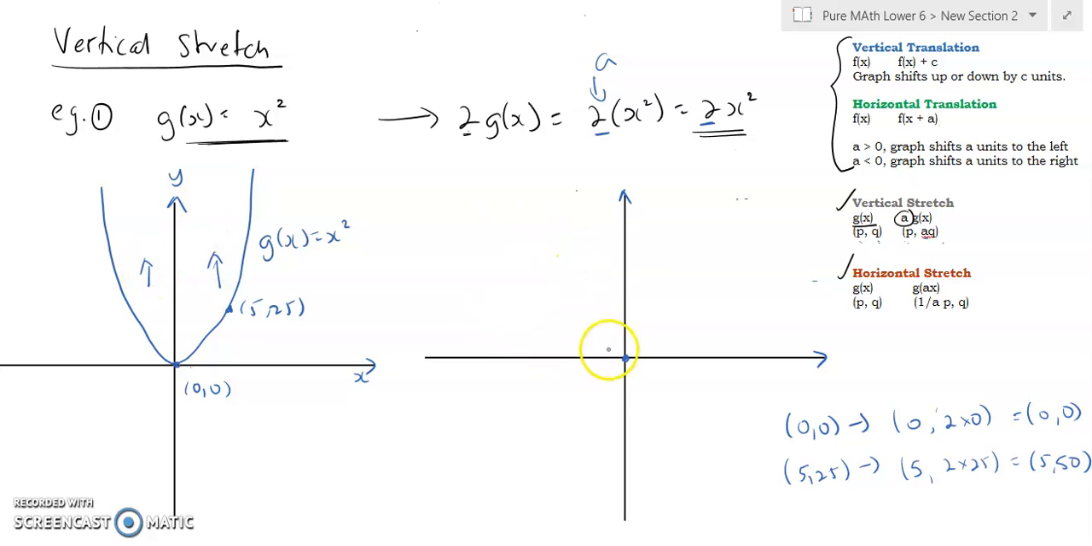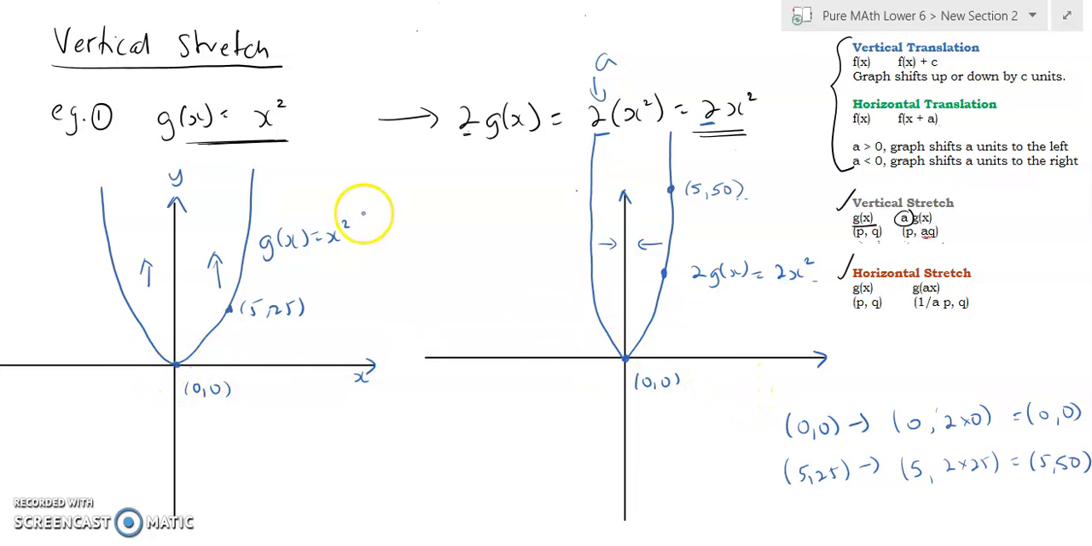So what will happen is that my curve will still maintain its symmetry, the axis of symmetry being the y-axis. However, my curve will now narrow down a bit. It will come in more like this. So now I'll have, say, my value here, (5, 50). This is still (0, 0). This could be some other value, and so on. So this is now the 2g of x curve, which is 2x squared. So this is what happens to a quadratic when we do a vertical stretch.